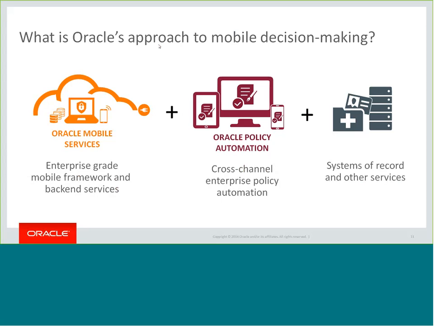There are really three components that we look at when we're looking at how we solve these scenarios. When you think about Oracle's mobile investment, there's a core component that you'll see across all of Oracle's mobile solutions. And that's what we're calling Oracle Mobile Services. We'll describe in a little bit more detail what the capabilities of that are, and how Oracle Policy Automation's mobile solution fits in with that. And then how you can reach out to and integrate with your systems of record and other services to tie together the overall end-to-end experience.